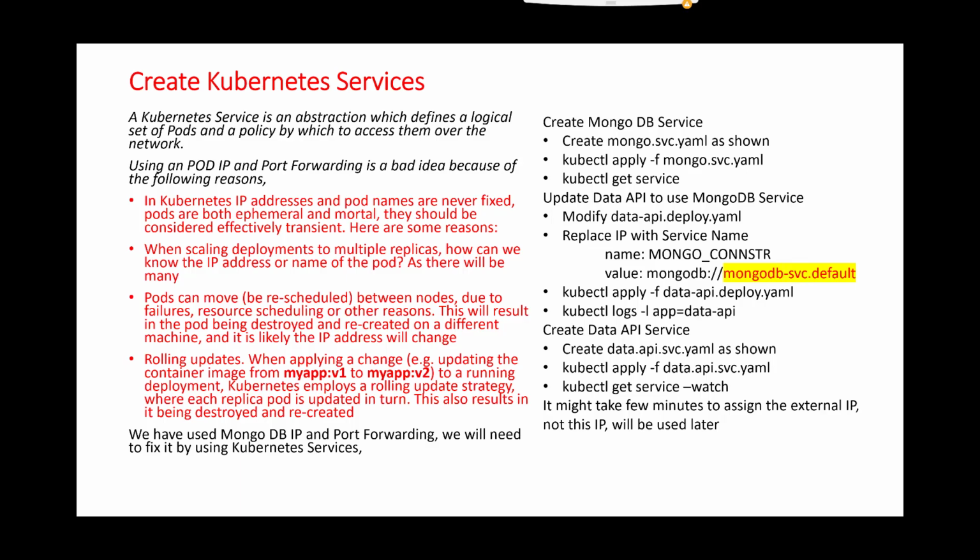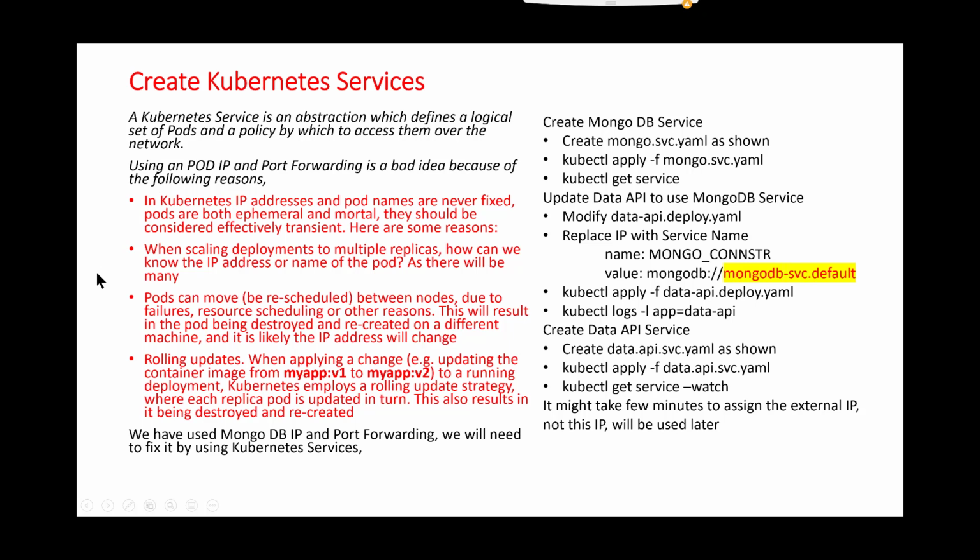Alright, so the next step is to create the Kubernetes services, and the big question is, why do we even need to do that, right? In our last step, if you recall, we did a couple of things. We used the MongoDB IP to allow the data API to connect to MongoDB, and we also did the port forwarding. Both of them are a real bad practice, right? This is not a good idea for several reasons.